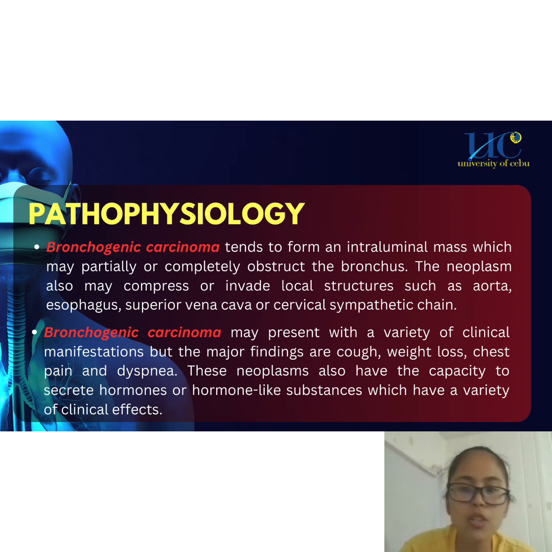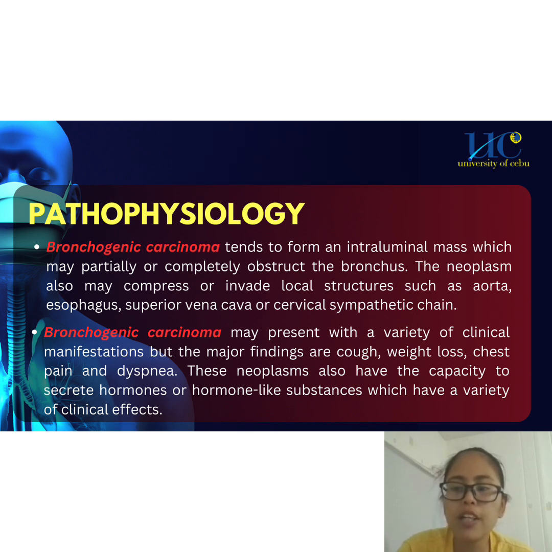Next, bronchogenic carcinoma may present with a variety of clinical manifestations, but the major findings are cough, weight loss, chest pain, and dyspnea. These neoplasms also have the capacity to secrete hormones or hormone-like substances, which produce a variety of clinical effects. This can lead to additional symptoms depending on the specific hormone involved, for example ectopic ACTH syndrome, which can cause Cushing syndrome with symptoms like weight gain, high blood pressure, and muscle weakness.